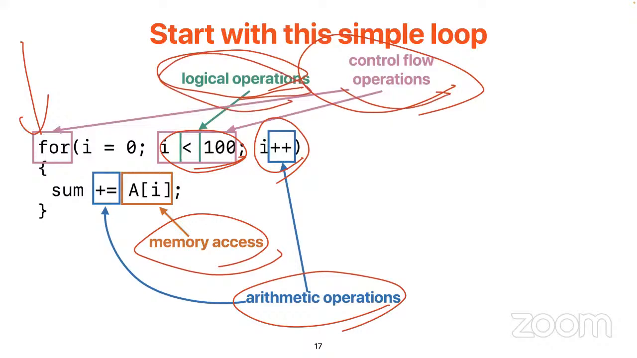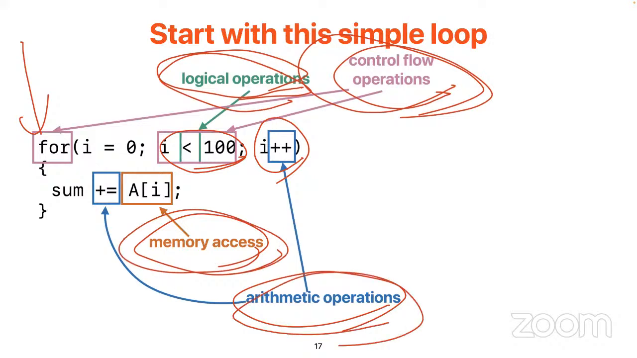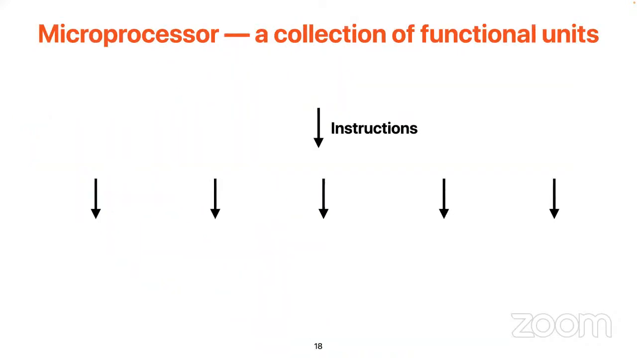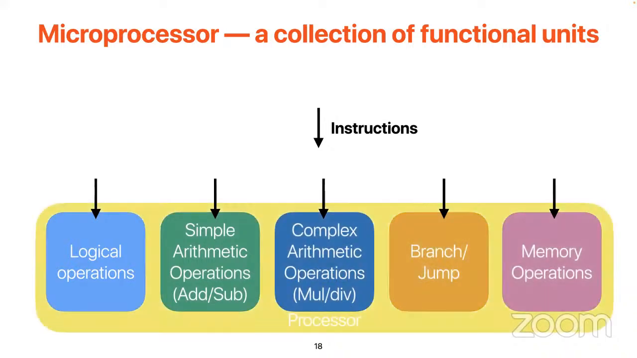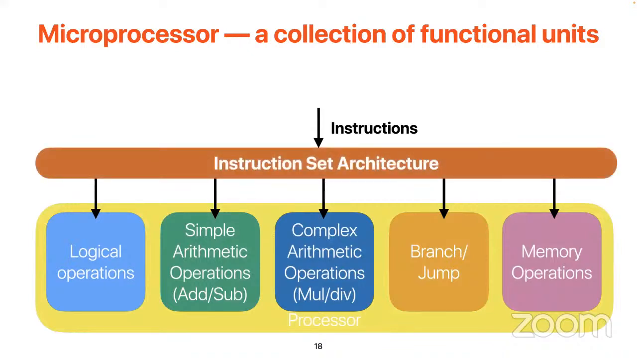These instructions cannot be missed anyway, right? So a processor must support all of this, right? So in fact, what a processor looks like is a set of functional units that supports logical operations, simple arithmetic operations, complex arithmetic operations, branch for control flow, or memory operations. And for the user, like some of you just said, we hope to have one interface, one place to submit them all, right? And that aggregation is indeed your instruction set architecture.